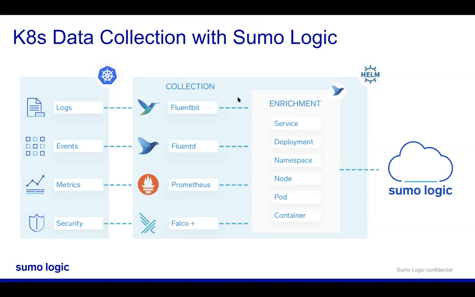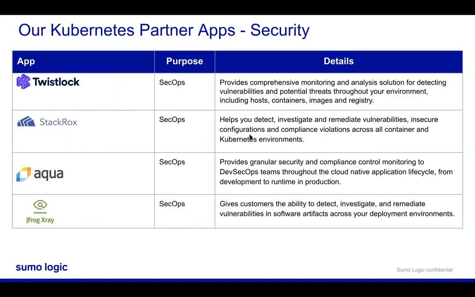All right, so moving on, we can actually talk about our partner apps community. At the top of this call, I also mentioned we did have a lot of different partner apps. Here you can see some of the security partners that we have. We integrate with these different technology partners, and we also have apps within our app catalog, so you can quickly get insights into your Twistlock environment, your StackRox, Aqua, JFrog X-Ray, etc. We provide all these apps right out of the box for you. So anything that you're using in Kubernetes, we probably have an app for.